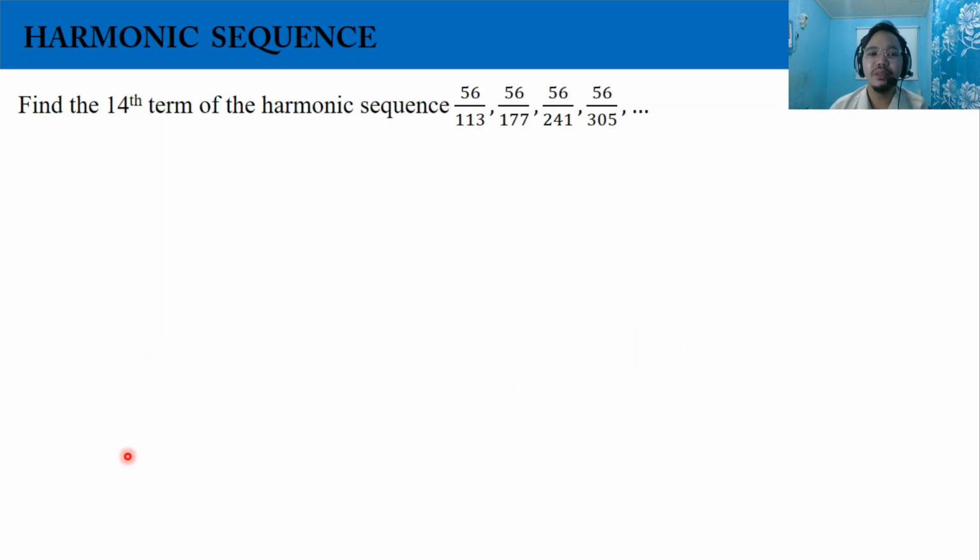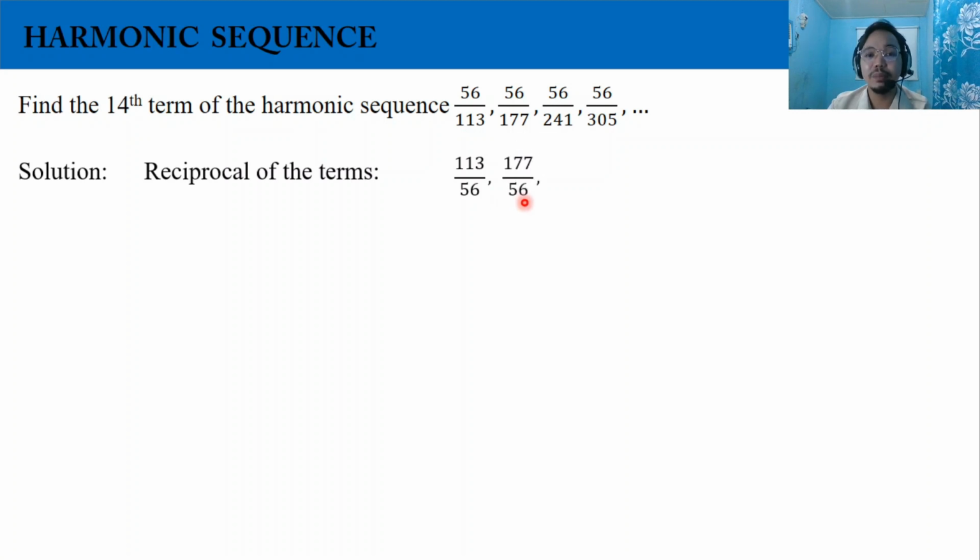Find the 14th term of the harmonic sequence 56/113, 56/177, 56/241, 56/305, and so on. By the definition of the harmonic sequence, we're going to first get the reciprocal of the terms. So 56/113 becomes 113/56. Next we have 177/56, 241/56, 305/56, and so on.